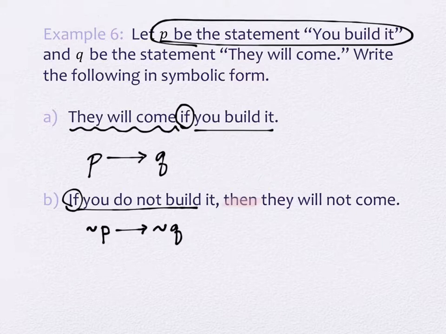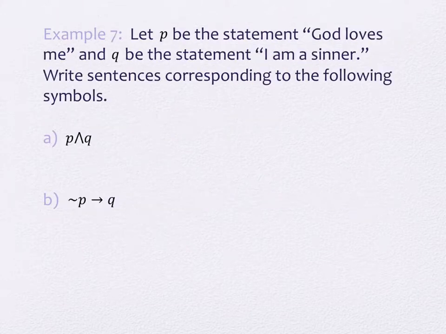Okay, I think we're going to go with the other direction now. All right. Different symbols, different statements. P is the statement, God loves me. And Q is the statement, I am a sinner. I'd like for you to take about 60 seconds and take the symbols that are given here and try to write the corresponding statement. Give it your best shot, and then we'll come back together and see what you have.